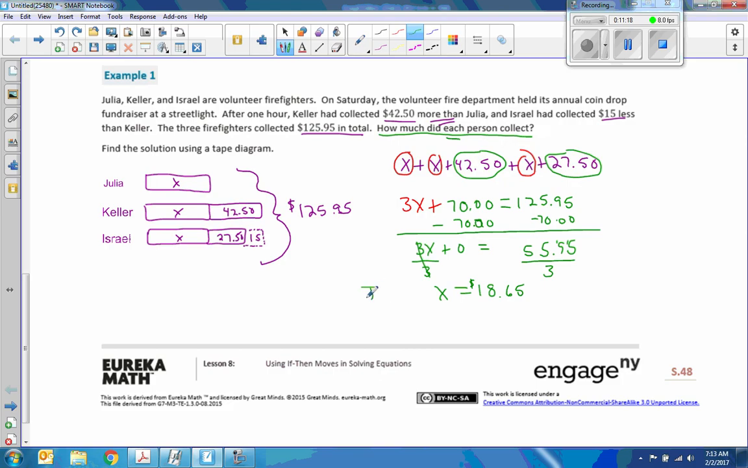Okay, so this is Julia. Julia collected $18.65 because Julia was just x. Keller collected $18.65 plus this $42.50, which equals 5 plus 0. 6 plus 5 is 11, carry the 1. 8, 9, 10, 11, carry the 1. 1, 5, 6. Okay, so Keller collected $61.15.